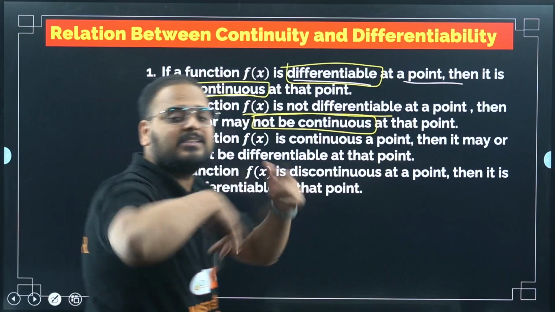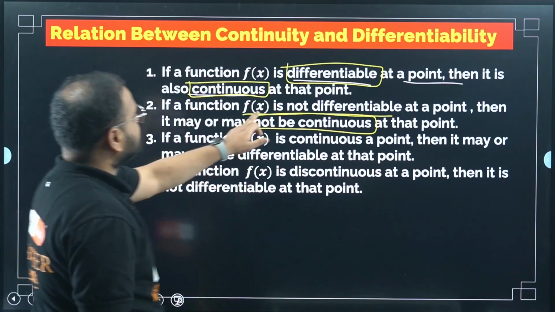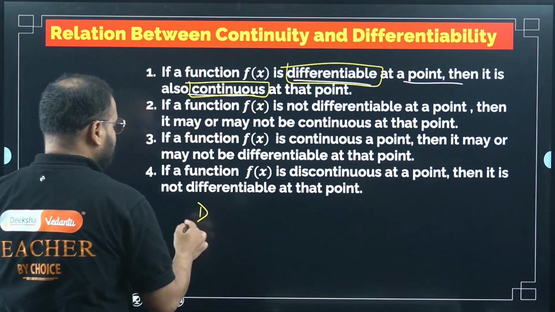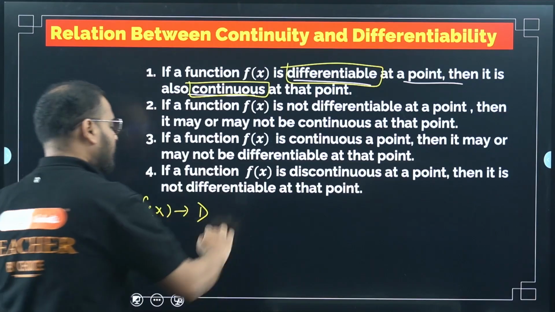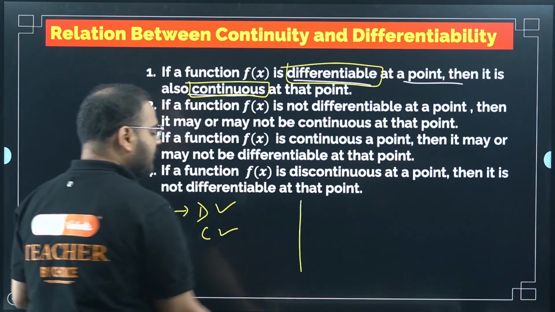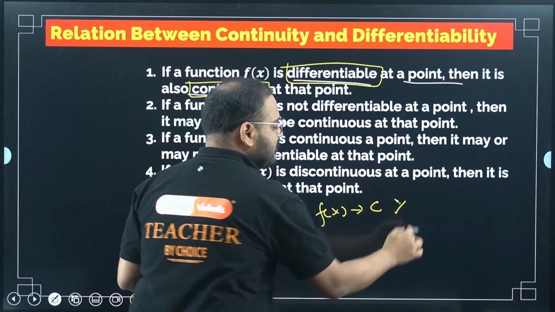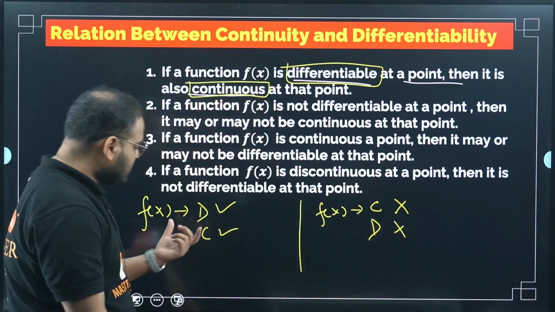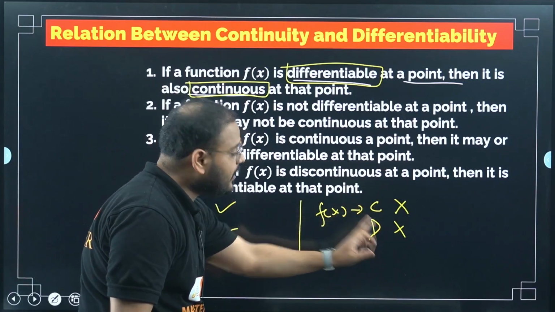One more thing. I said it the wrong way round: not differentiable, it may or may not be continuous. So I'll explain this part again. Let's say I have a function f(x). If it is differentiable, then it will be continuous also. And what is the other way around? If the function is not continuous, then it will be not differentiable straight away. So these are the conditions.